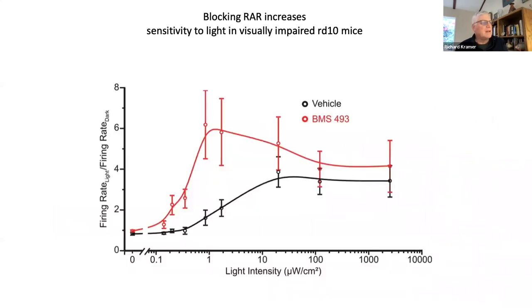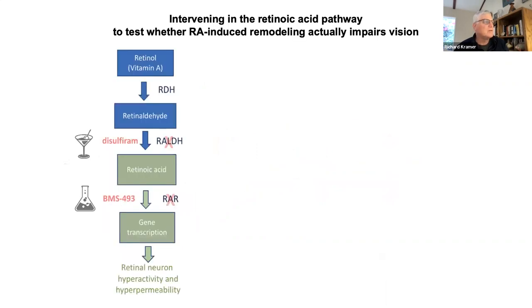And what this looks like if you use a variety of light intensities is that, particularly at lower light intensities, you dramatically boost the response to light. And these equalize out as you get to more saturating intensities of light. So blocking the retinoic acid receptor increases the light response, increases sensitivity to light. By the way, it doesn't do anything in a healthy retina. We've done those controls. So that's the electrophysiology of vision.